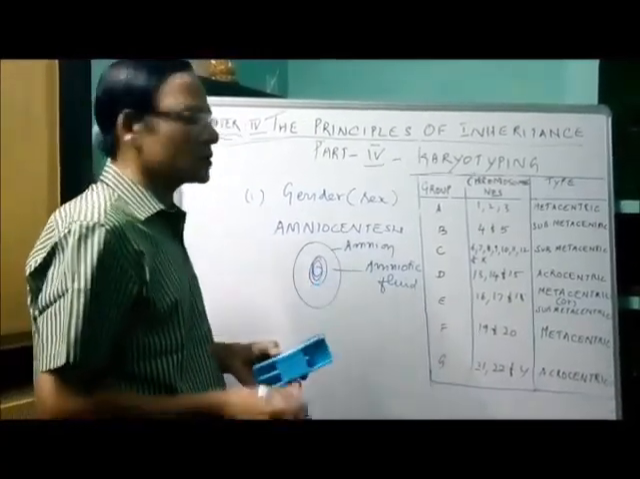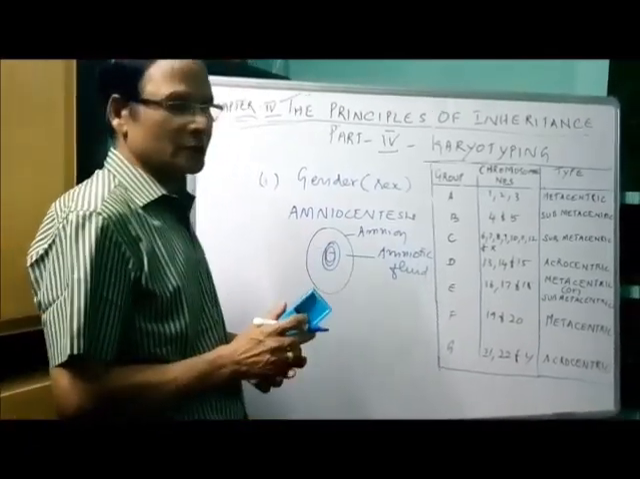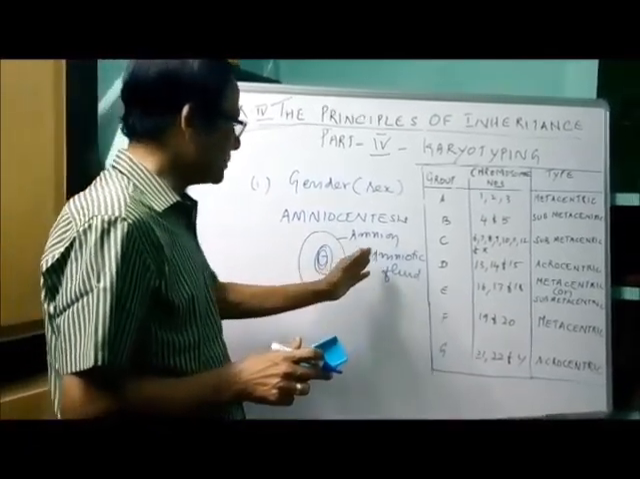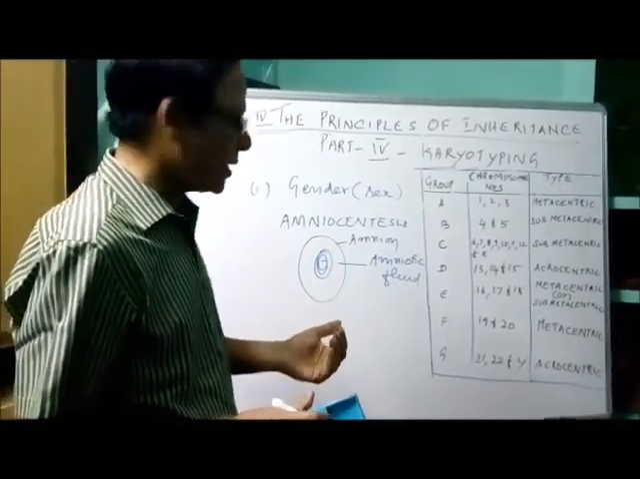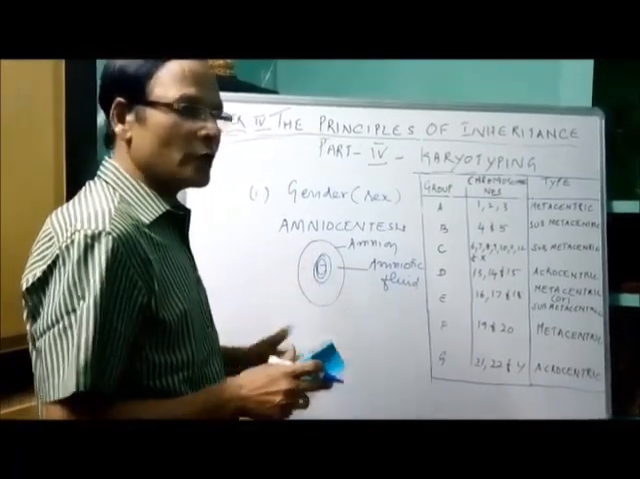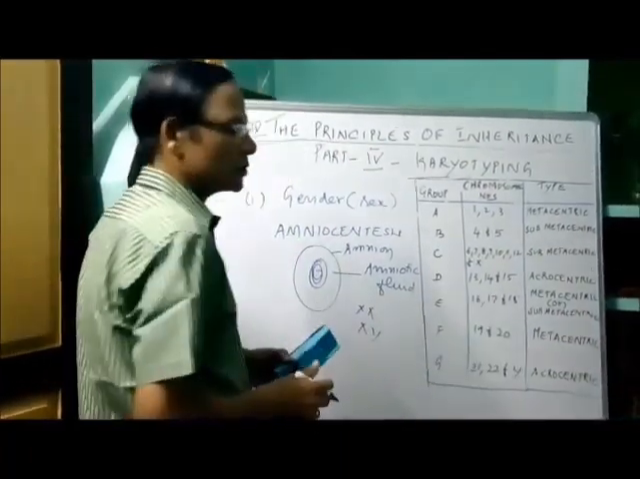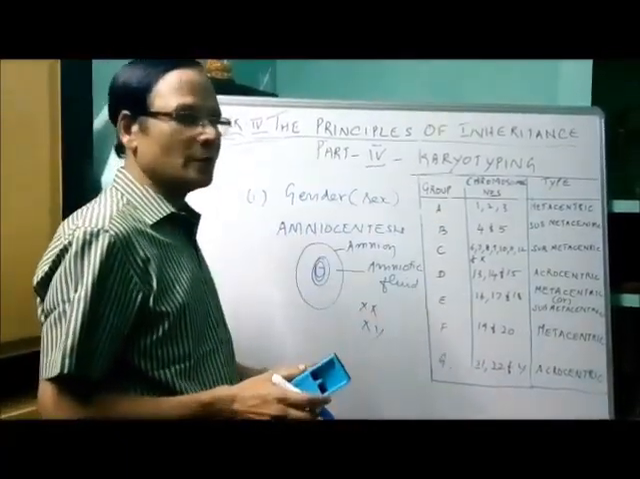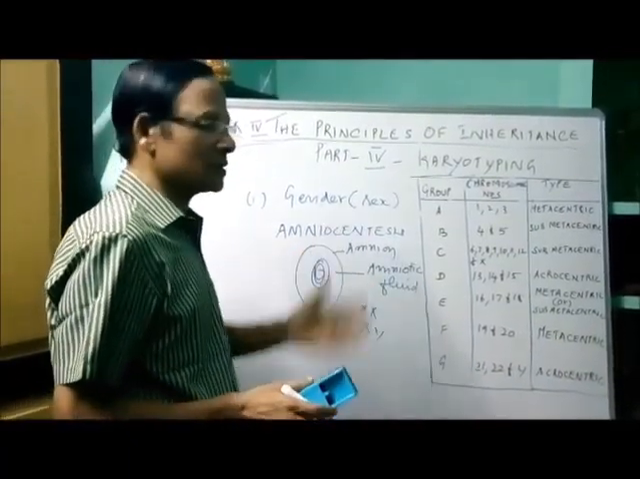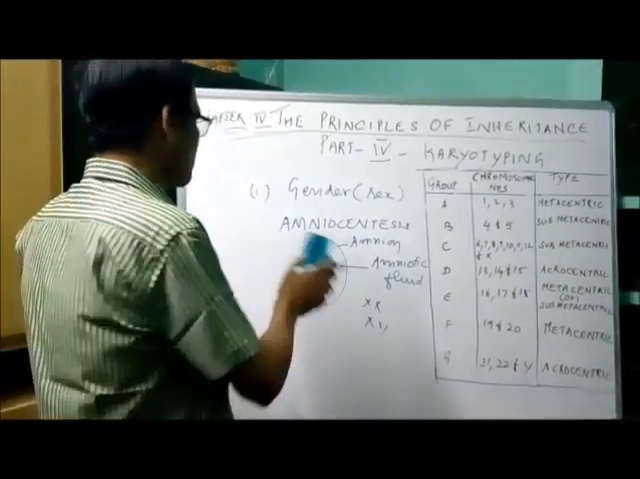Now the fluid also contains cells similar to the cells of the fetus. The amniotic fluid is taken out by using a hypodermic syringe, and the cells are analyzed to see whether they have XX chromosomes or XY chromosomes. Accordingly, one can find the gender, the sex of the baby, by using amniocentesis. This is one of the importance or advantages of karyotyping.